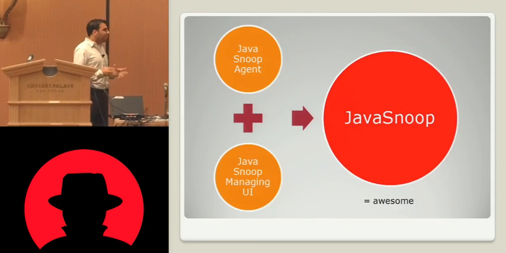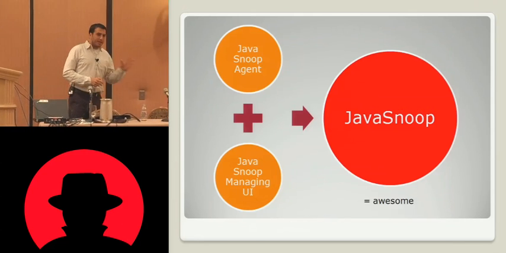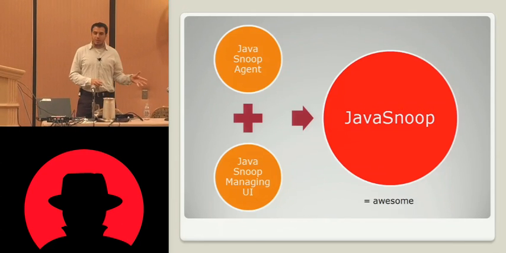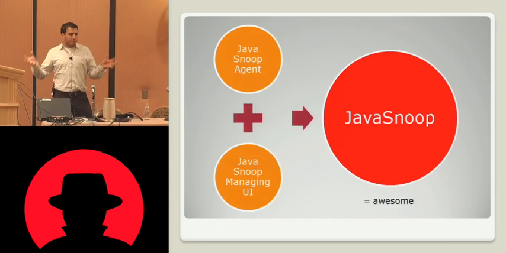So those are the two big parts of JavaSnoop: the agent, the evil agent that does the instrumentation, and then there's the GUI that talks to it.